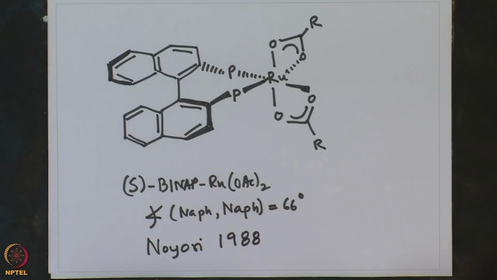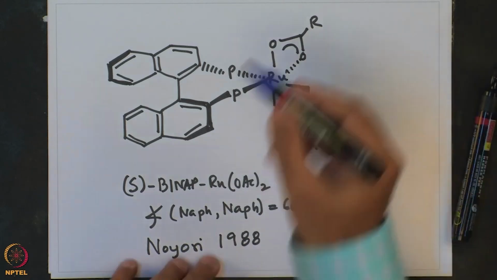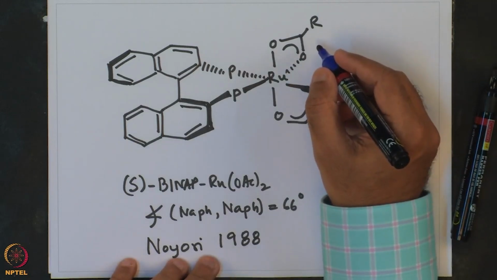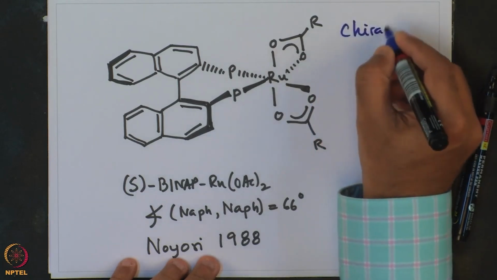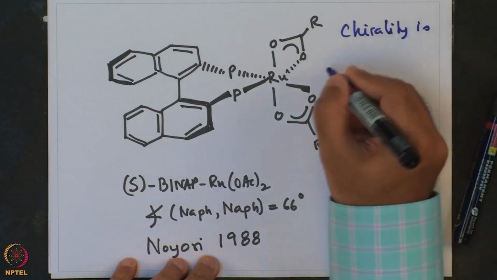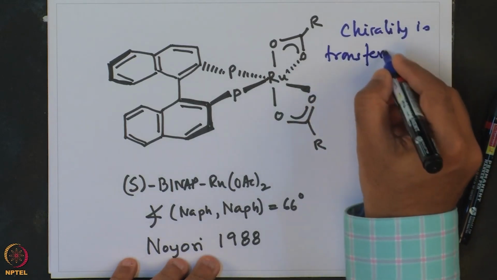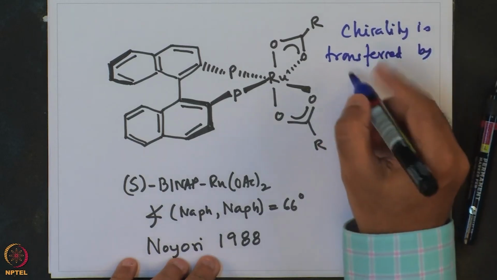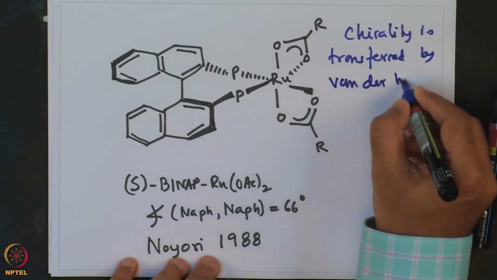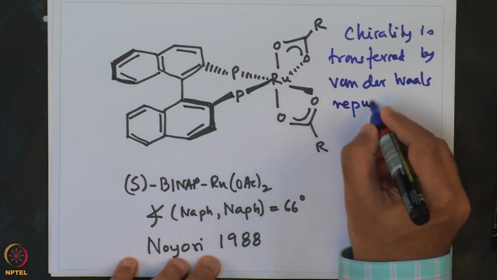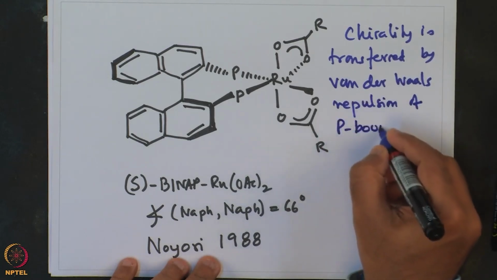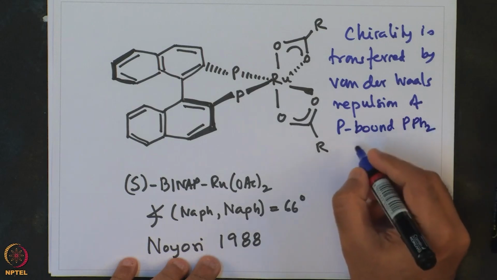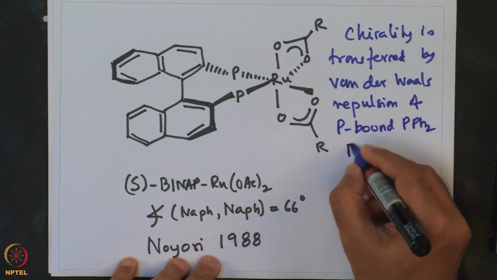Now, one interesting thing about this is that chirality is transferred by van der Waals repulsions of the phosphorus-bound PPh2 moiety pairs.